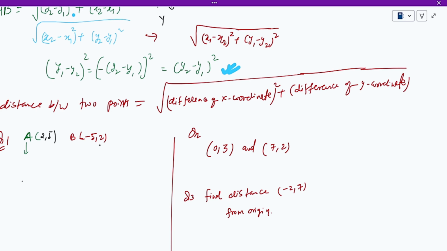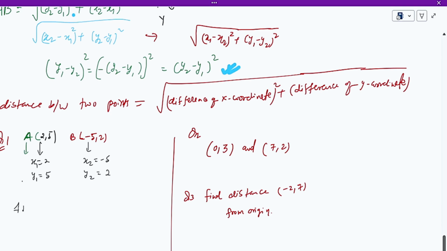So if you want to understand in a better way, what you need to do is, without using any formula directly, just try to split it. This is the first number, let's say this is x1, which is 2 over here, and y1 is 5, and this is x2, which is minus 5, and y2, which is 2.